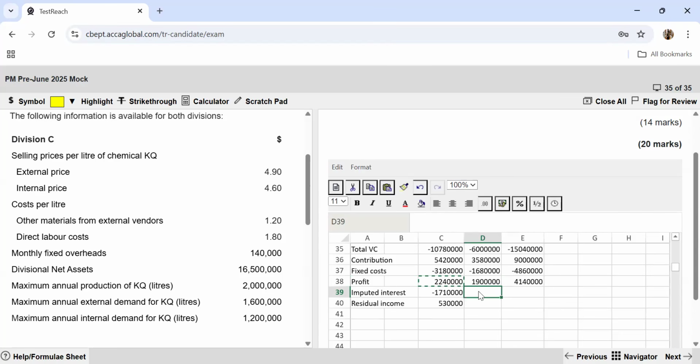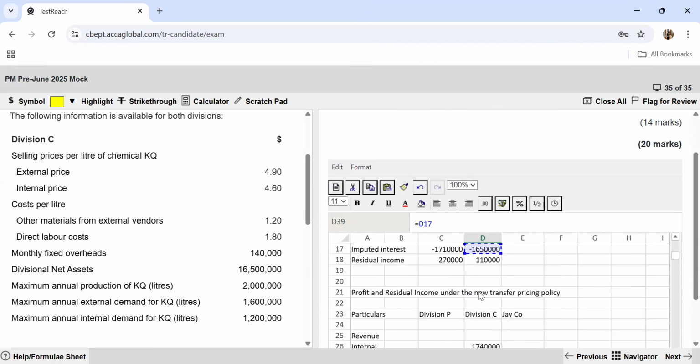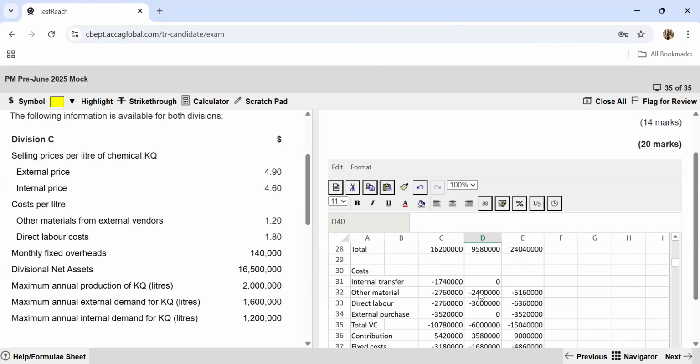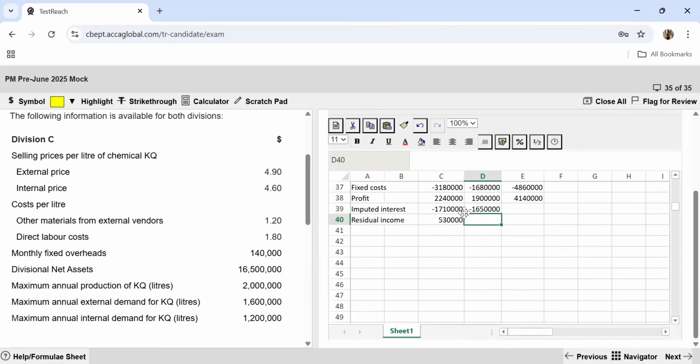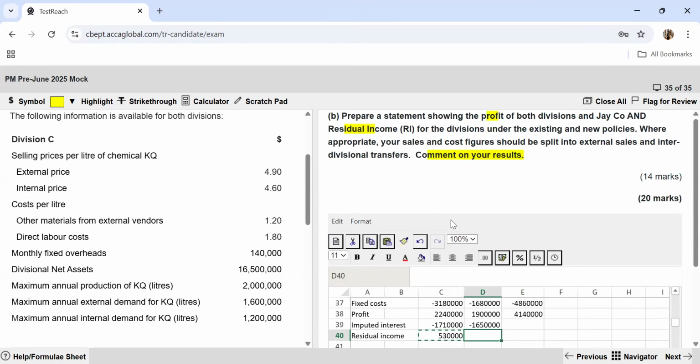And then I can take away the imputed interest from this. Imputed interest is going to be absolutely the same. So I take up the same number from above, and the residual income is going to look something like this. So this is what the residual income is going to look like for this particular division C.